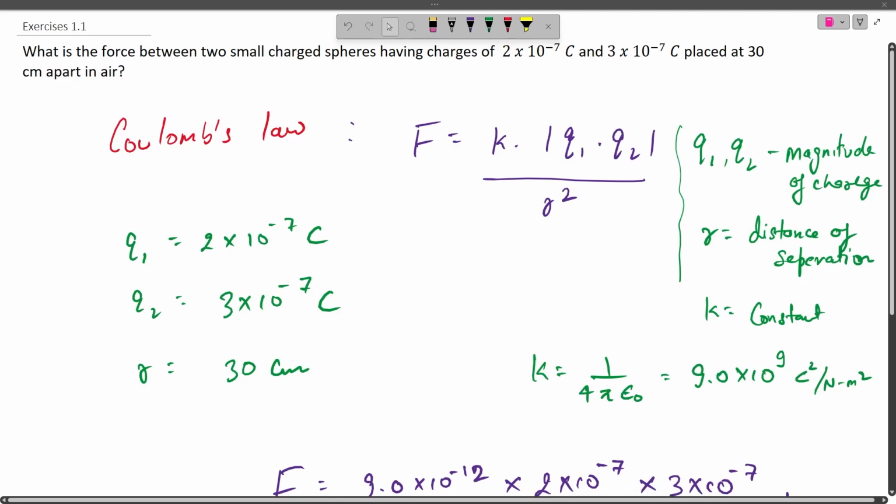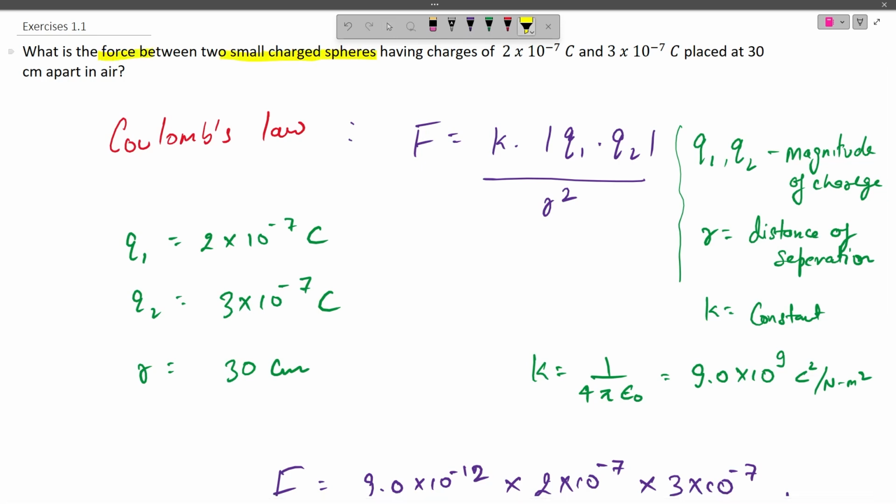Hello everyone. The question says: what is the force between two small charged spheres having charges of 2 × 10^-7 Coulomb and 3 × 10^-7 Coulomb placed 30 centimeter apart in the air? So here we have to find out the force between two small charged spheres. So we have to find out the electrostatic force.